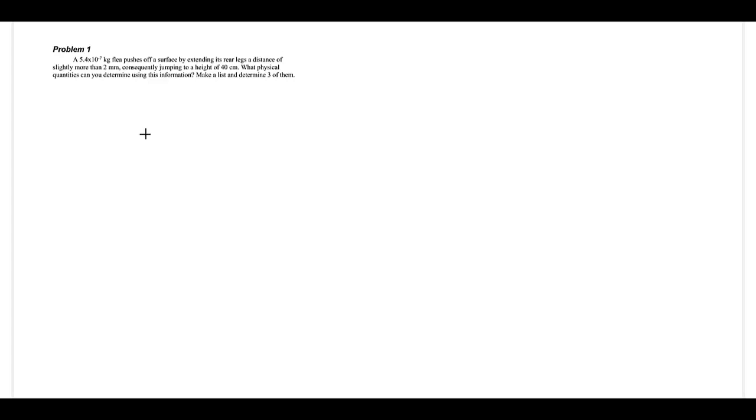A 5.4 times 10 to the negative 7 kilogram flea pushes off a surface by extending its rear legs a distance of slightly more than 2 millimeters, consequently jumping to a height of 40 centimeters. What physical quantities can you determine using this information? Make a list and determine 3 of them.